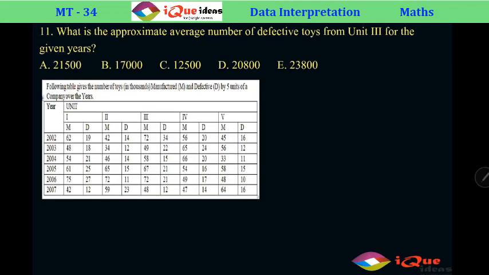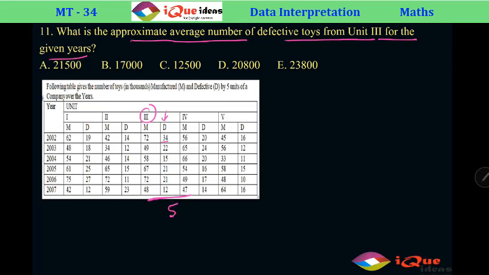Now the first question on this data, it says what is the approximate average number of defective toys from unit 3 for the given years. All right. So unit 3 defective toys are these. Just take the simple average of all these values. So let's add them here only. So it is 4 plus 2, 6 plus 5, 11 and 1, 12 and 1, 13 and 2, 15.